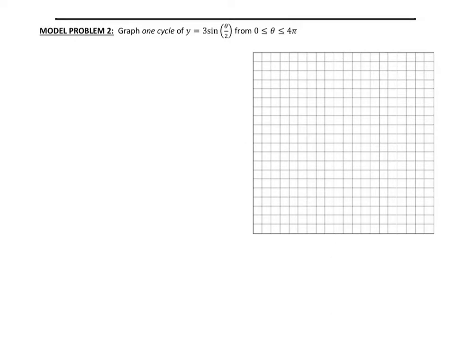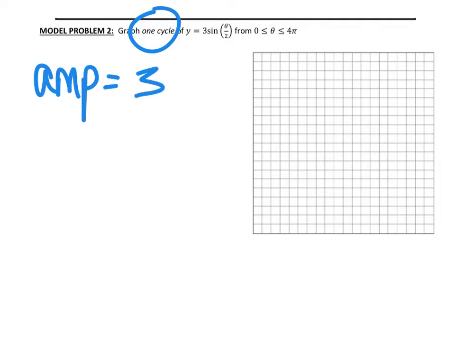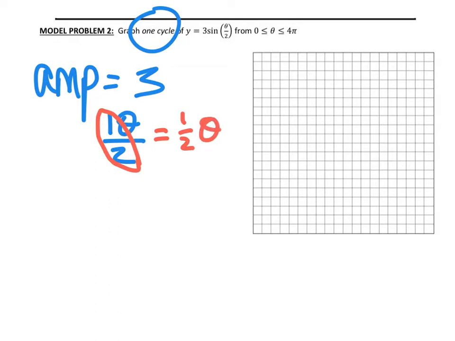So let's watch those italicized words. Graph one cycle. Okay, not 10, 1 of this function. So let's pull out some players. The amplitude is 3. That means my max and my min are going to go 3. Now, look how they wrote the frequency. Yuck. All right, they have it as a fraction. No big deal, guys. What number is in front of theta? Okay, obviously it says divided by 2, but what number is in front of theta? Well, there's always 1 theta over 2. So what fraction do you see? 1/2. So rewrite it. It's really 1/2 theta.